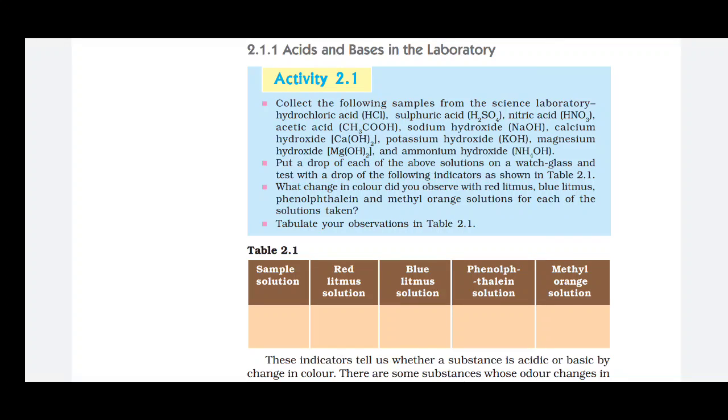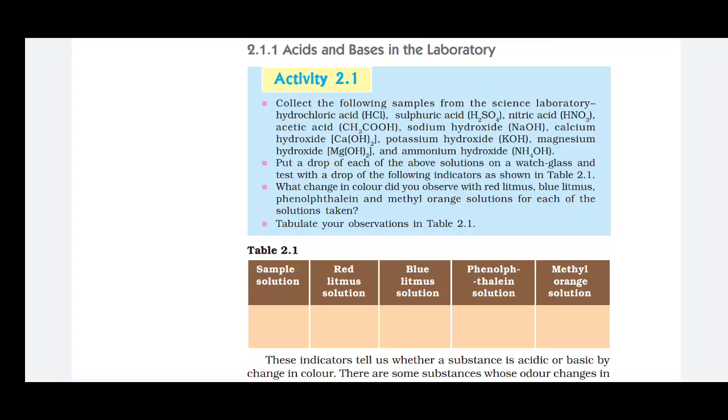Now suppose when you dip a red litmus paper in an acidic solution, there will be no change in color. Okay, the blue litmus paper, when you dip it in acid, that is hydrochloric acid, the color of blue litmus paper will change to red. When you put phenolphthalein indicator in hydrochloric acid, that is HCl, the color of the solution will be colorless.